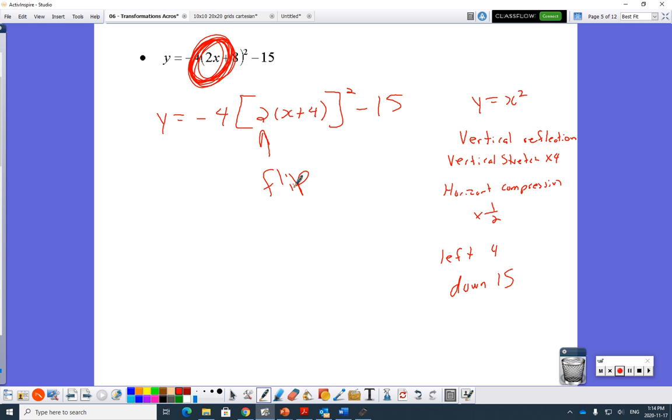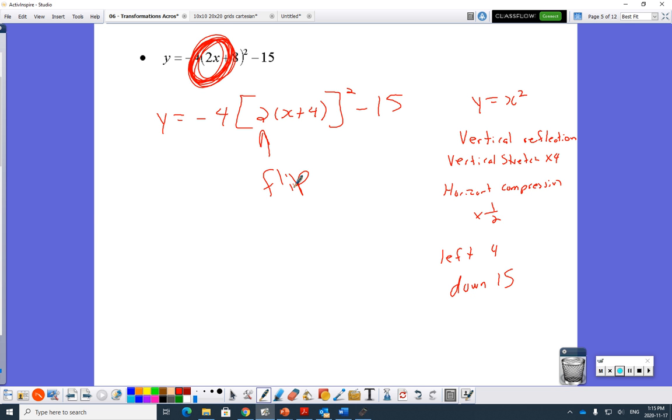The same way we did here. Plus 4 screams, go right 4. It's like plus 4, except inside the brackets, it does the opposite of what you think it's going to do. It has to do with the location of these numbers. These numbers over here are on the opposite side of the equation from y, so they do what we expect with y. These numbers here are on the same side as x, so they do the opposite of what we think they would do.